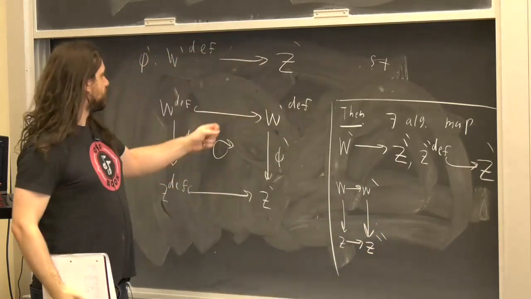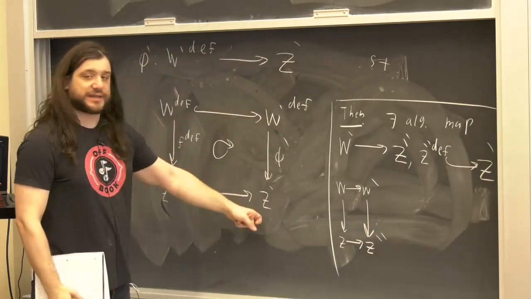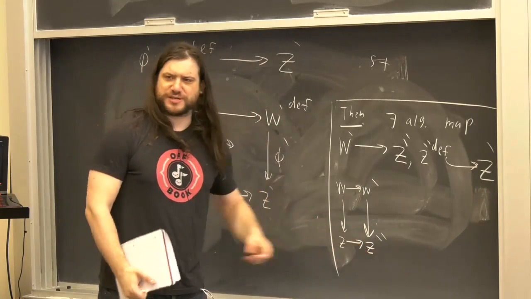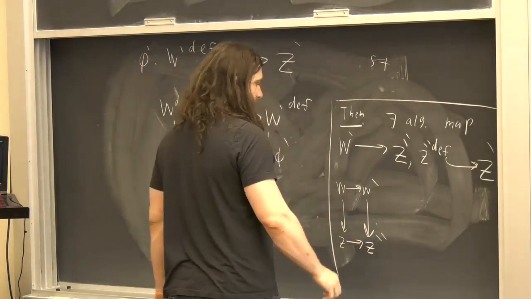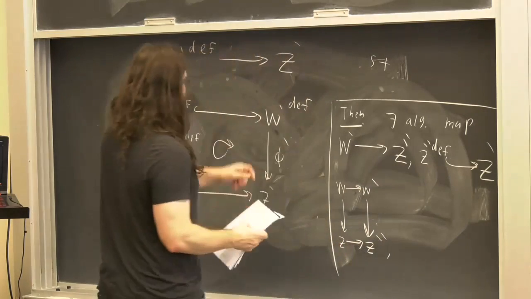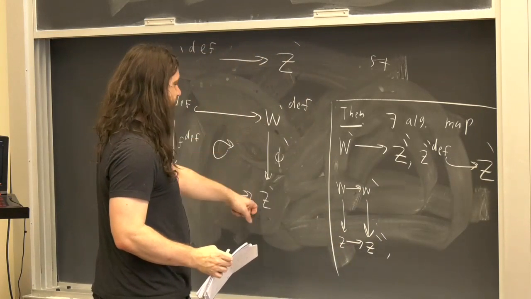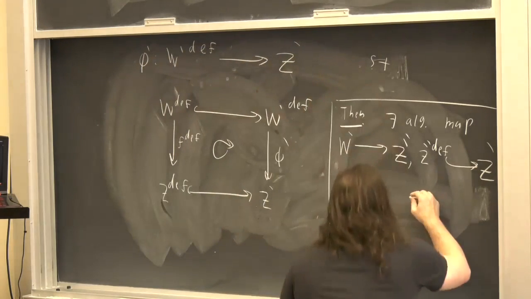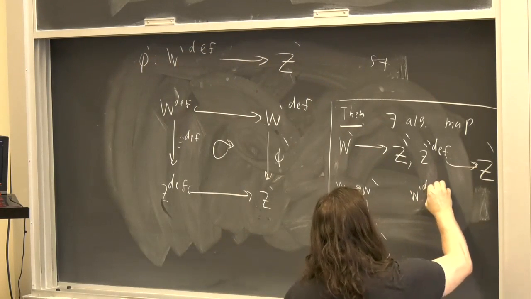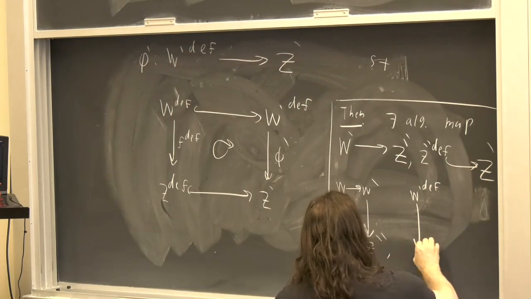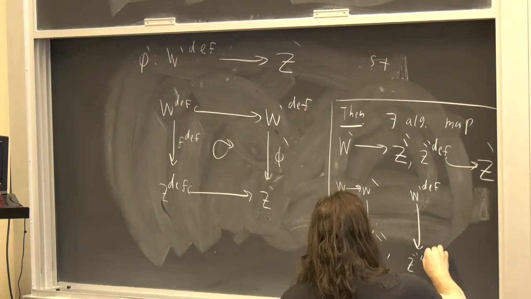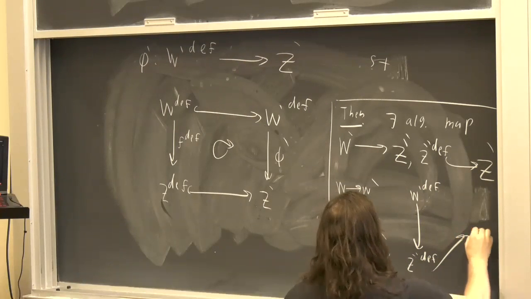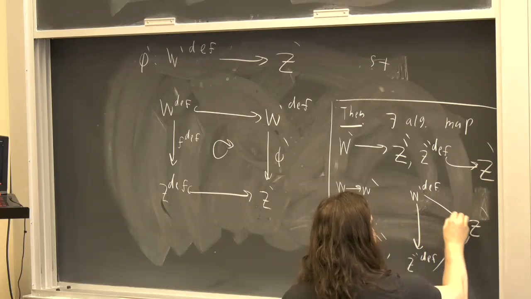So we can close this up algebraically, replacing Z prime by Z double prime. And we can fill in this map here by factoring it with this map. So W prime definabilized maps to Z double prime definabilized, which maps to Z prime.